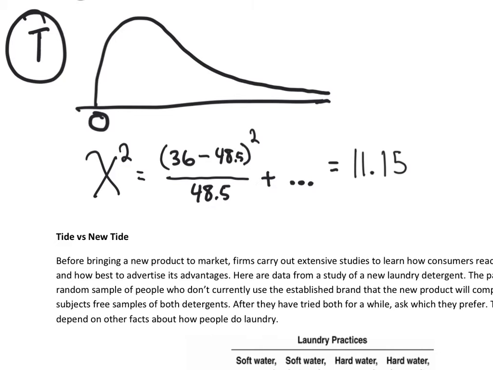Right, so there's the chi-squared test. Now look at the p-value. My p-value is super small, so I'm going to put 11.15 here, and I'm just going to shade the tiniest bit of my curve, because the p-value represents how much of the curve you actually shade.